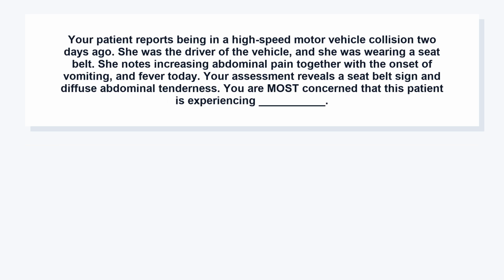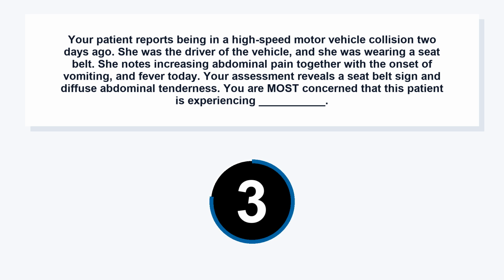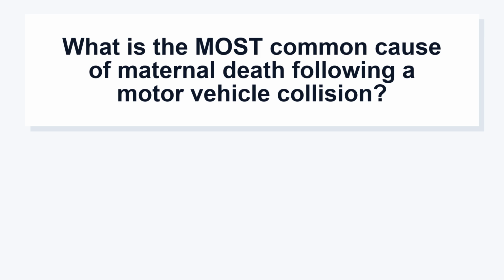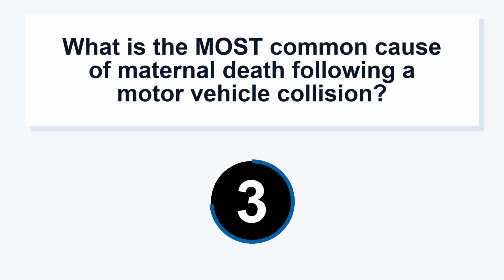Your patient reports being in a high-speed motor vehicle collision 2 days ago. She was the driver of the vehicle, and she was wearing a seat belt. She notes increasing abdominal pain together with the onset of vomiting and fever today. Your assessment reveals a seat belt sign and diffuse abdominal tenderness. You are most concerned that this patient is experiencing peritonitis. What is the most common cause of maternal death following a motor vehicle collision? Head injury.